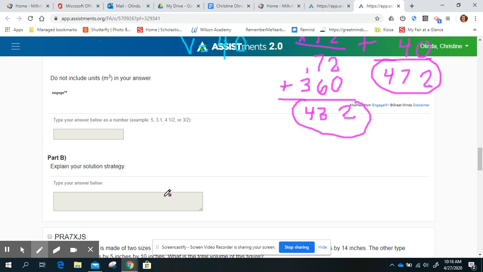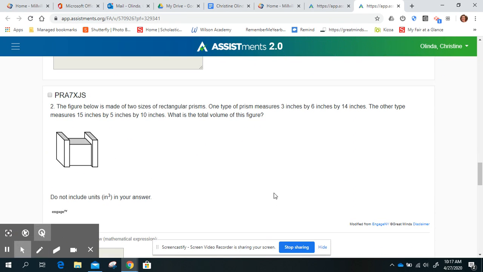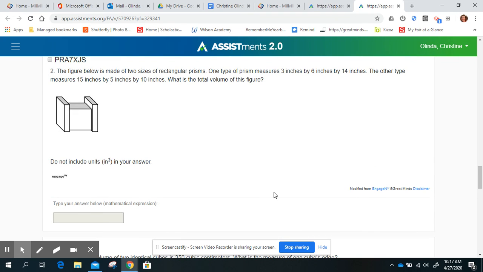And when it asks you to explain your solution, you'll have to say the same thing, that I found the volume of each figure and then added the volumes together to get the total volume. I feel like this one was the trickiest one, and I'm glad it's the last one, because although there are 2 sizes of rectangular prisms, there are actually 3 prisms here. And so it says the figure below is made of 2 sizes of rectangular prisms. One type of prism measures 3 inches by 6 inches by 14 inches. The other type measures 15 inches by 5 inches by 10 inches. What is the total volume of the figure?